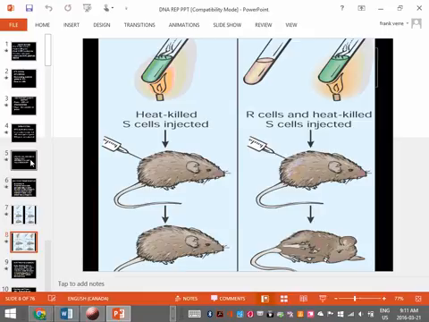Now he didn't know what the molecule was. He didn't know that it was DNA. All he knew was that there's something that's being picked up by the R cells that is changing their programming. Okay? It's allowing them to become lethal. It's transforming them in some way. Okay? So this experiment shows that there's a molecule that can transform. Well, they didn't know what it was.